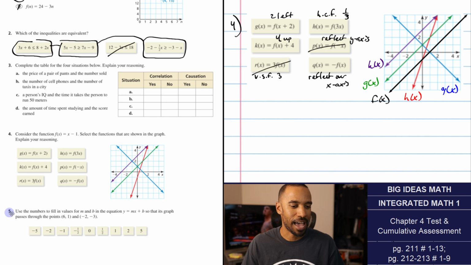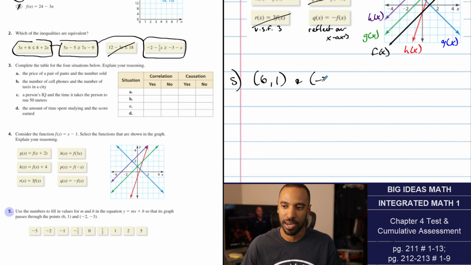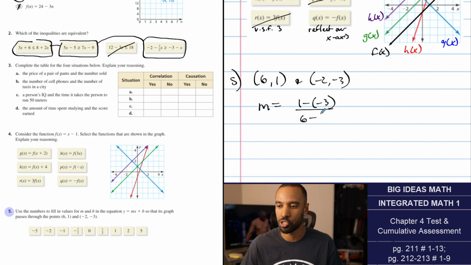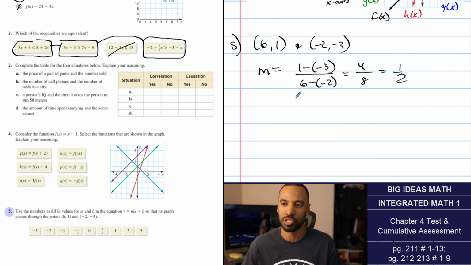All right, number 5: use the numbers to fill in values for m and b in the equation y equals mx plus b so that its graph passes through those 2 points. I'm going to do the work. So (6, 1) and (-2, -3). Let's start with the slope. I'm going to do y2 minus y1 over x2 minus x1. I want my run to be positive. 1 plus 3 is 4, 6 plus 2 is 8, 4 over 8 is 1/2. So far so good because 1/2 is in our set.